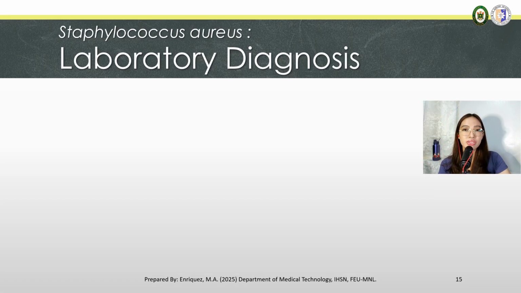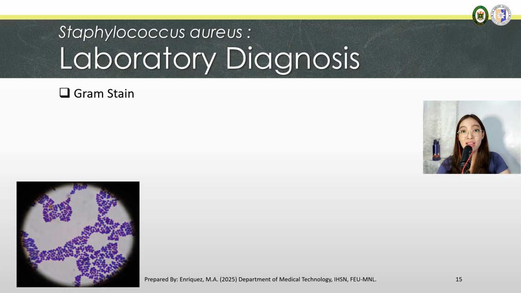Let's now look into the microscopic and macroscopic morphology of Staphylococcus aureus. As mentioned earlier, sa general characteristics, they are gram-positive cocci that may appear singly or in clusters, as we can see here in this example. All right, so ulitin natin, they are gram-positive cocci in clusters.